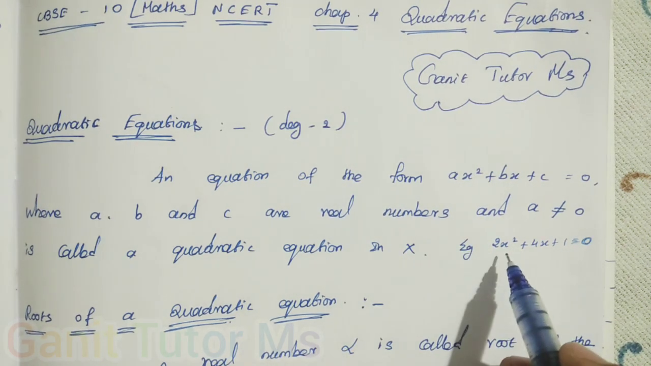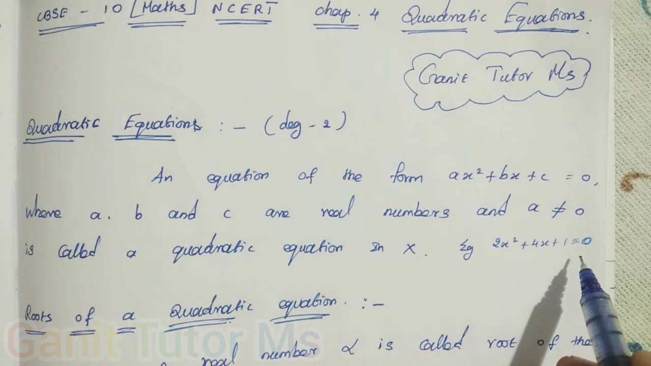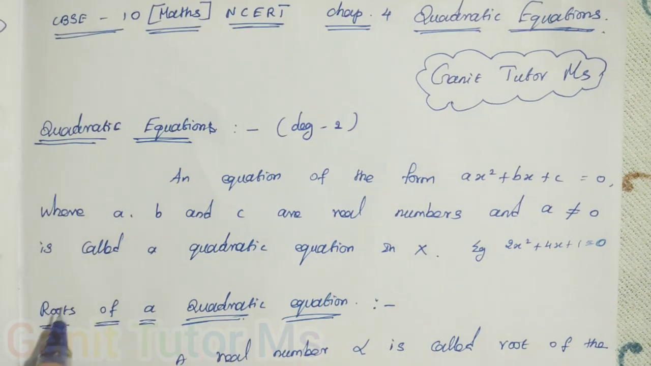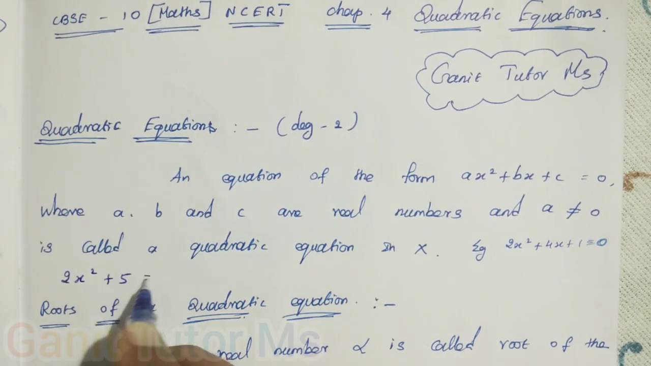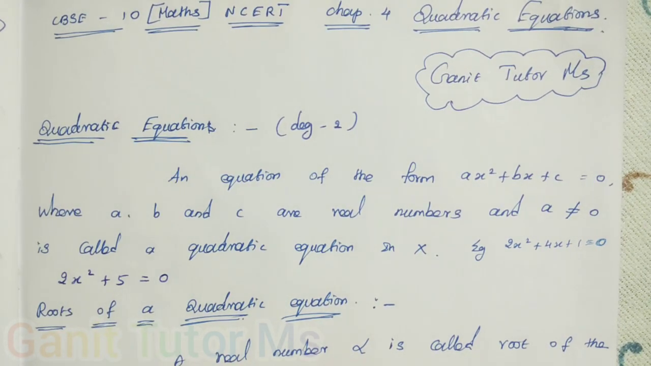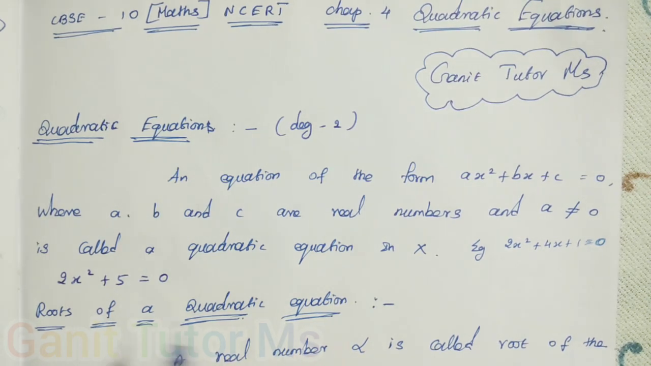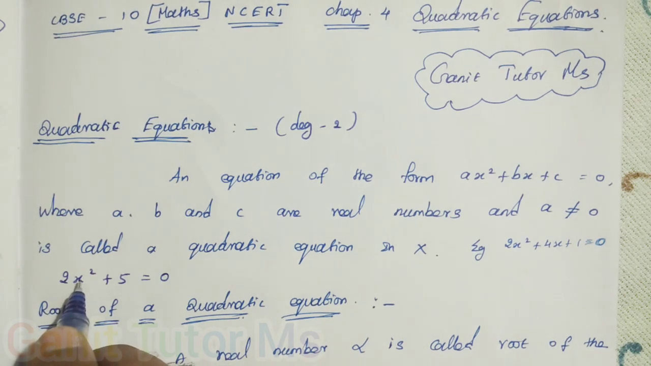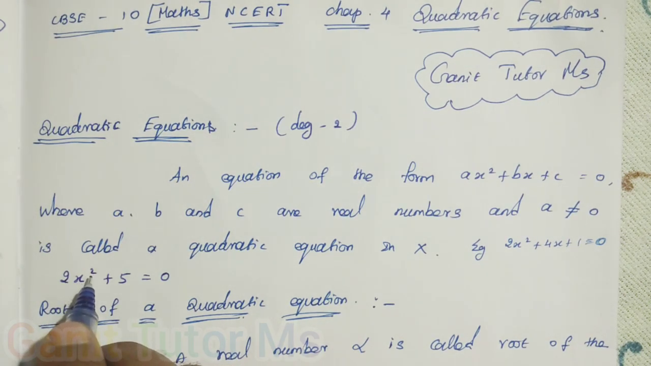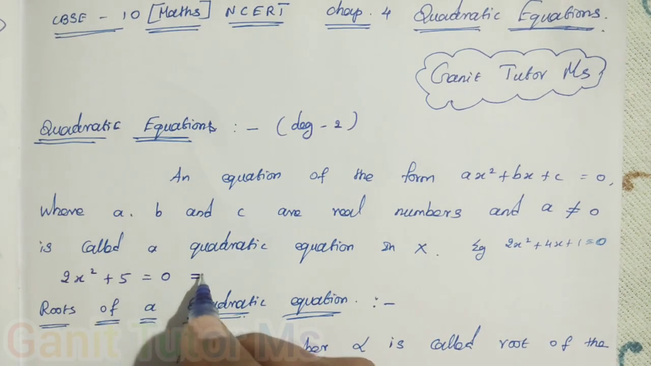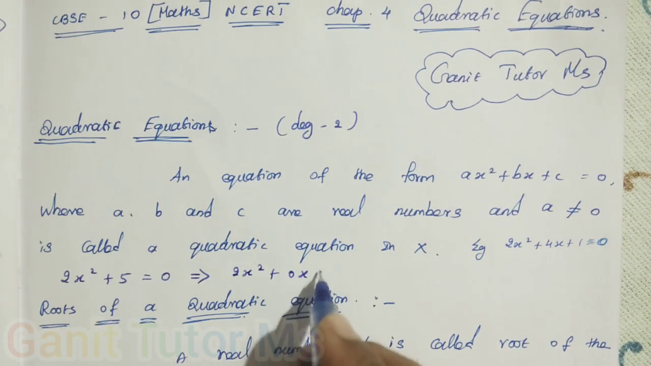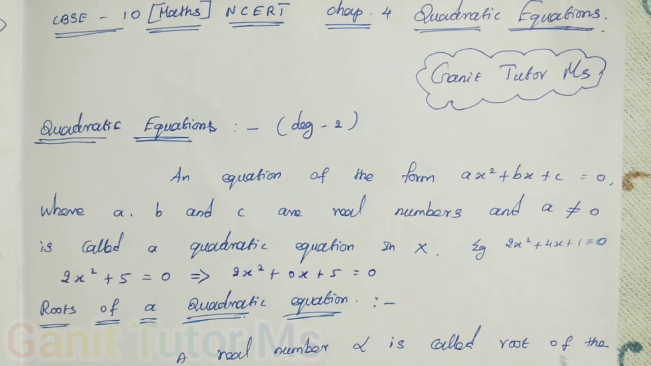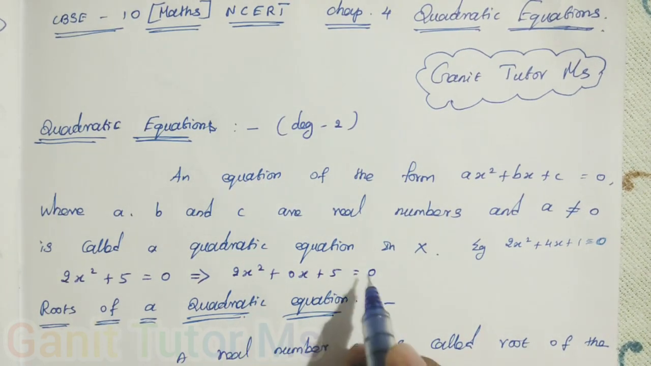For example, 2x squared plus 4x plus 1 equal to 0. One more example: 2x squared plus 5 equal to 0. Now you can tell me, is it a quadratic polynomial or not? Yes, it is a quadratic polynomial because the highest order is 2. Here the x term is missing. We can write this in the form 2x squared plus 0x plus 5 equal to 0. Clear? Now we wrote it in the general form.